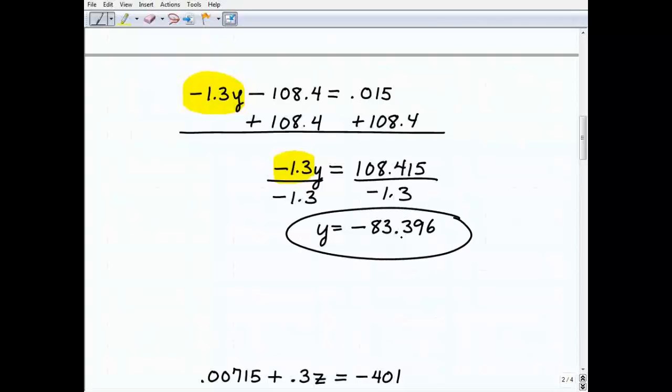I didn't tell you how many digits to round off to, so that's fine. I just want to give you enough to make sure that you're getting the same answer as I'm getting. So there you go. Negative 83.396 would be the solution to that problem. But once again, look how I'm showing my work. You have to show your work.